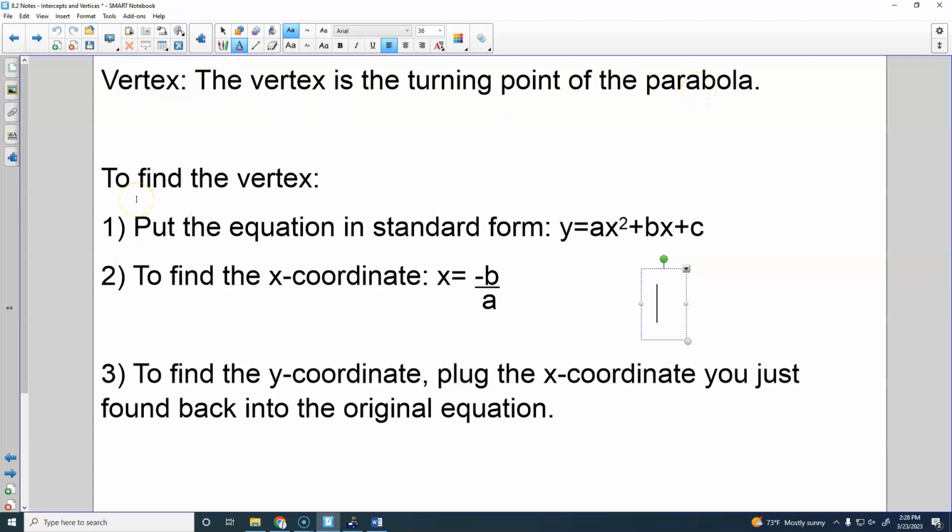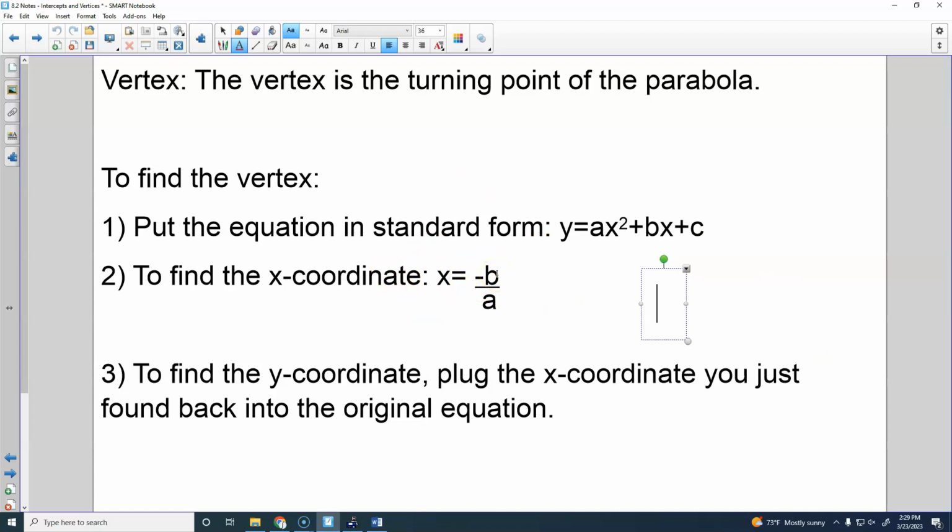To find the vertex, the first thing that you want to do is put the equation in standard form. y equals ax squared plus bx plus c. Normally, it's already given to you in that form. This just means you've got it written out where you got the x squared first, then the x term, then the constant term there at the end. Okay. To find the x coordinate, you're going to do negative b over a. And we'll do an example here in a second. So this is your formula for the x coordinate of your vertex.